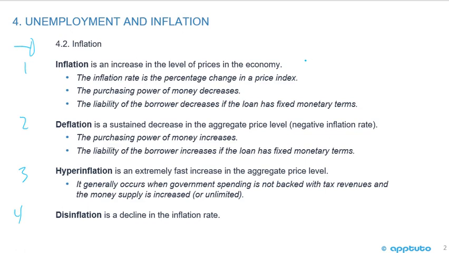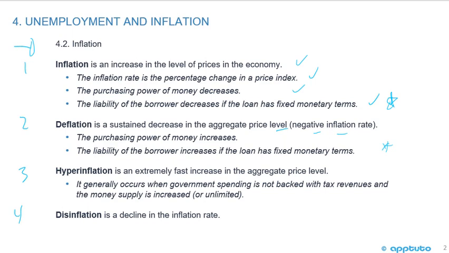So inflation is an increase in the level of prices in the economy. The inflation rate is the percentage change in a price index. The purchasing power of money decreases, and the liability of the borrower decreases if the loan has fixed monetary terms. Okay? So inflation could potentially help a borrower. Deflation is a sustained decrease in the aggregate price level, a negative inflation rate. The purchasing power of money increases, and the liability of the borrower increases if the loan has fixed monetary terms.